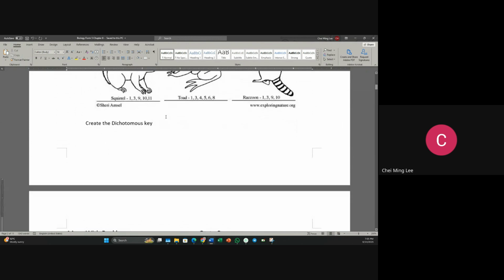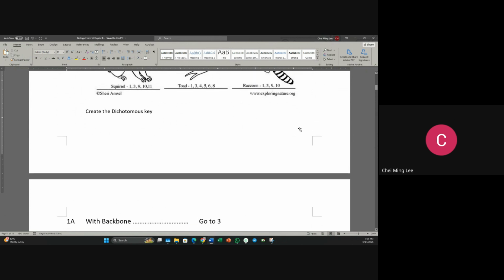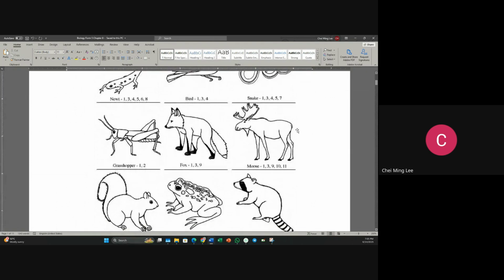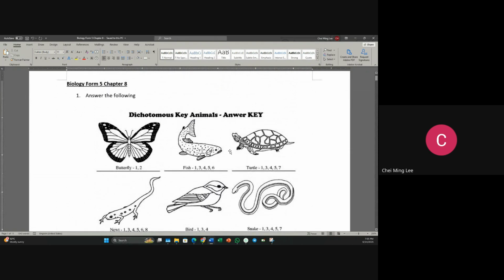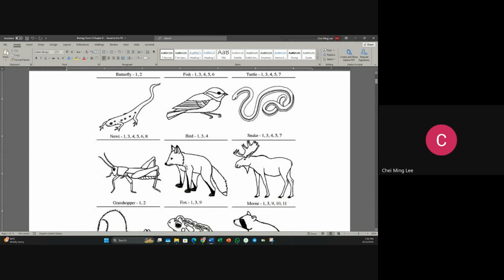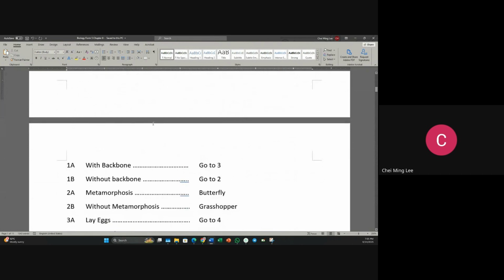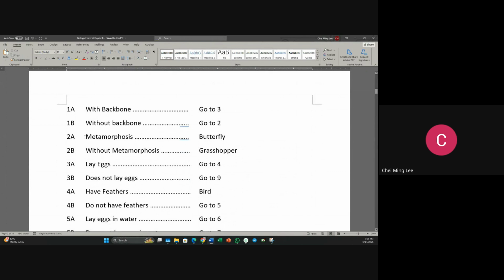Because without backbone here, only the butterfly and grasshopper. So the one that can do metamorphosis is butterfly. Without metamorphosis will be grasshopper. With backbone, then we go to 3. Lay eggs, go to 4. Does not lay eggs, go to 9.